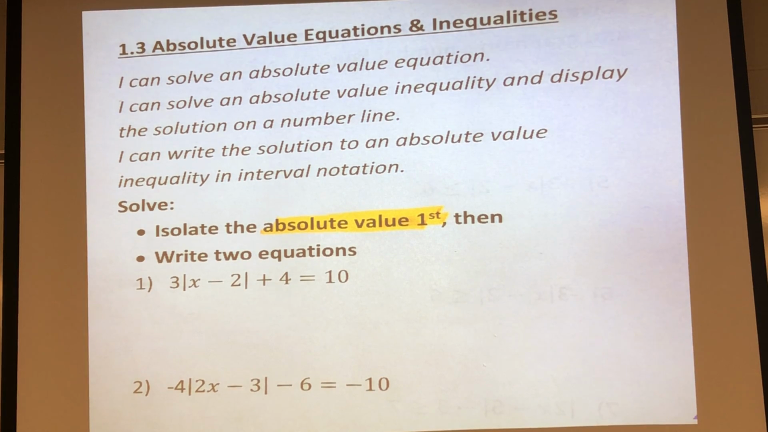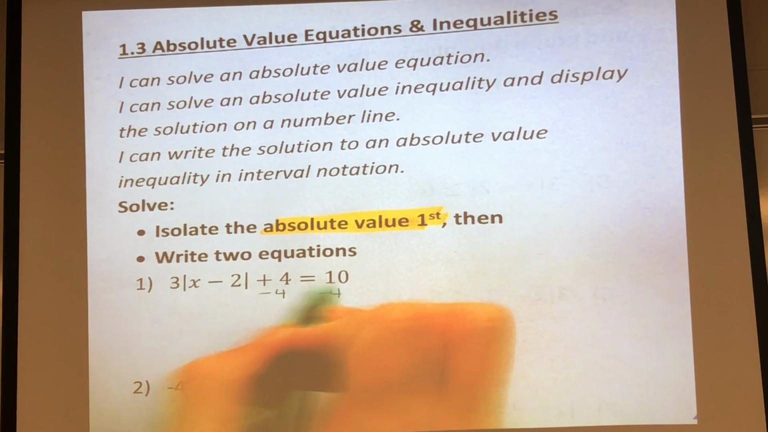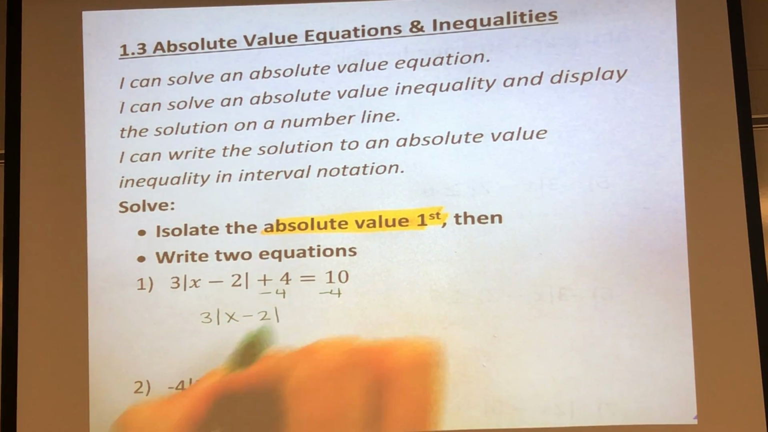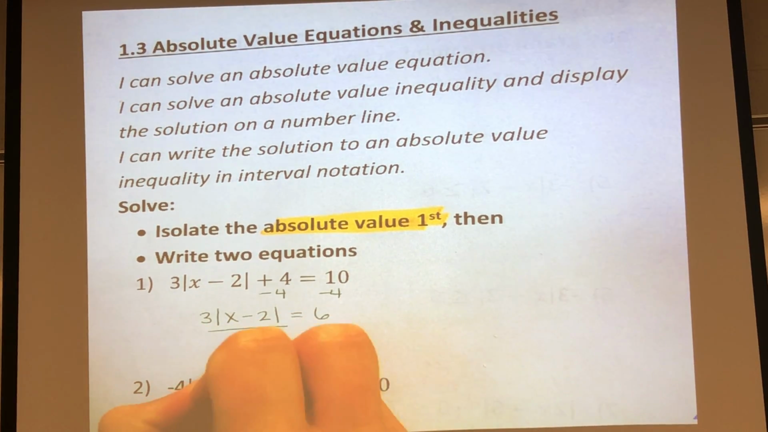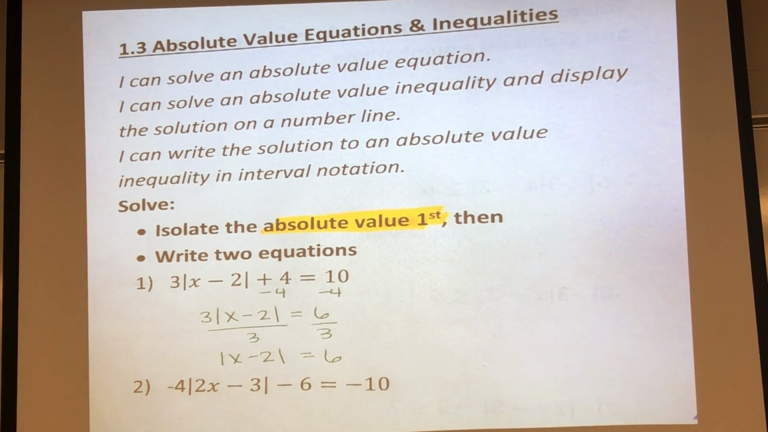So on this one, we're going to start by subtracting 4 from both sides, so that we have 3, and then the absolute value of x minus 2 equals 6. Divide both sides by 3, so we have the absolute value of x minus 2 still equals 6.